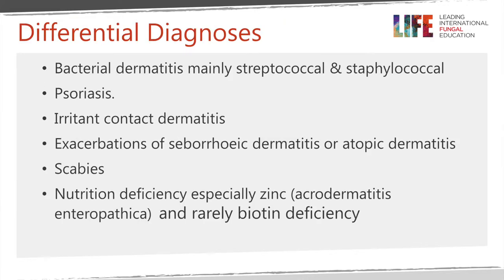So top on the list is bacterial dermatitis, mainly due to streptococcal and staphylococcal. And how you're able to tell this is usually it's a bright red in the perianal regions, often in slightly older children, 1 to 2 years age group. It tends to be tender, very uncomfortable. Baby is really itching. So you need to be thinking about that.